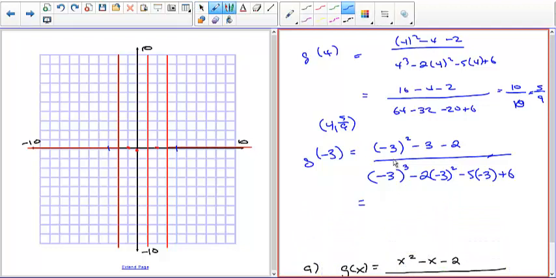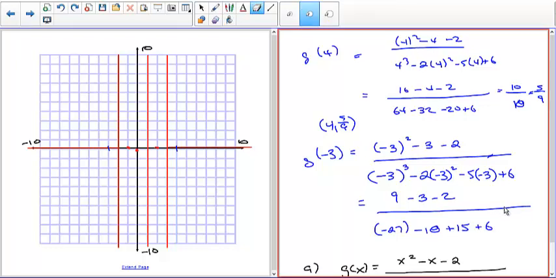So -3 squared is 9, minus 3 minus 2. In the denominator we have -3 cubed, which is -27. We have 9, -3 squared, which is 9. 9 times -2 is -18. 5 times -5 times -3 is plus 15, plus 6.